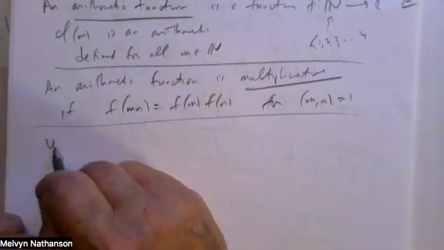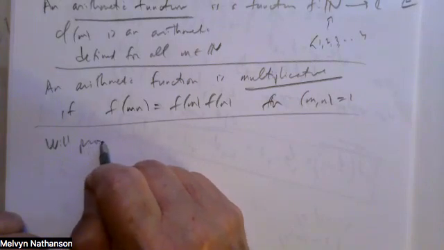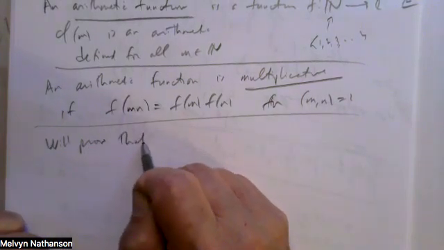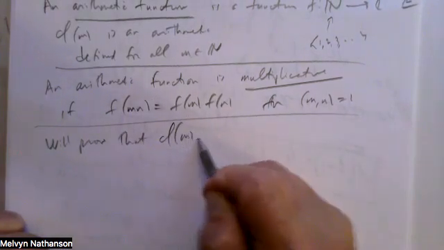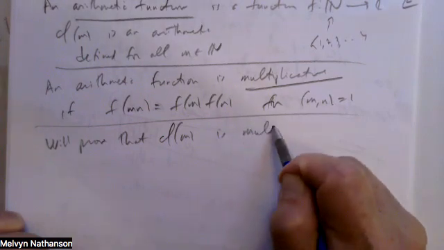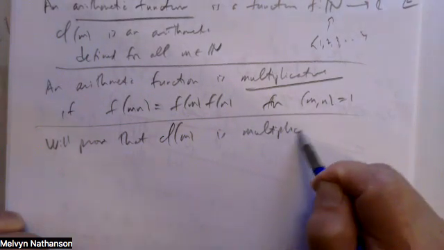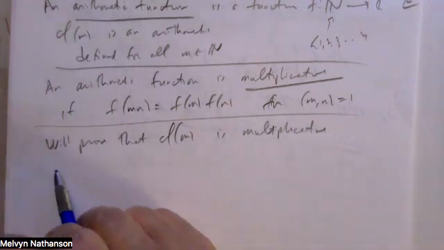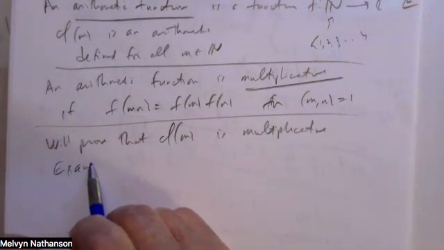And we're going to prove that the Euler phi function, phi of m, is multiplicative. Let's look at an example.